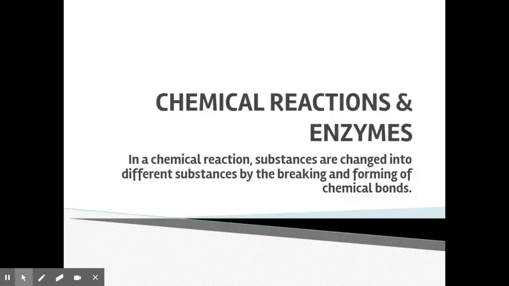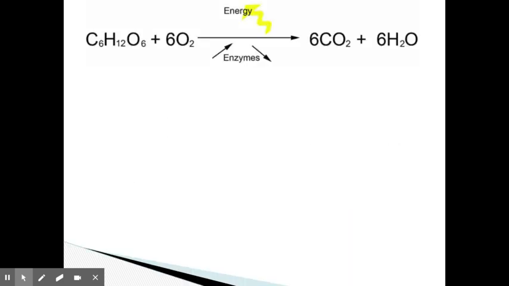In chemical reactions, substances are changed into different substances by the breaking and forming of chemical bonds. So, when we talk about breaking bonds, we're talking about hydrolysis. When we talk about forming bonds, we're talking about dehydration synthesis. Those two processes are driven by enzyme reactions. So, let's look at a general equation.